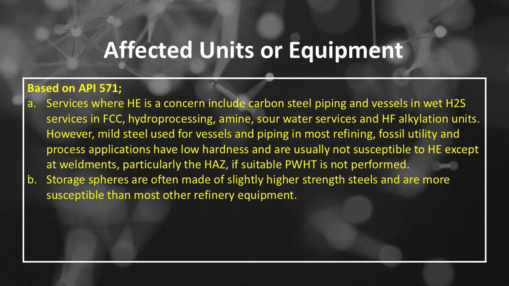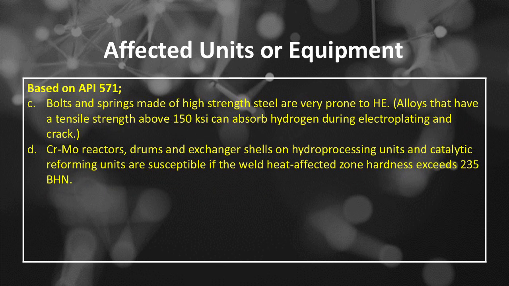Number B, storage spheres are often made of slightly higher strength steels and are more susceptible than most other refinery equipment. Number C, bolts and springs made of high-strength steel are very prone to HE. Alloys that have a tensile strength above 150 ksi can absorb hydrogen during electroplating and crack. Number D, CRMO reactors, drums and exchanger shells on hydroprocessing units and catalytic reforming units are susceptible if the weld heat-affected zone hardness exceeds 235 BHN.